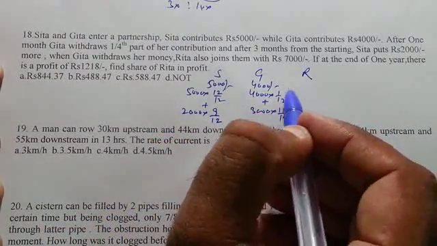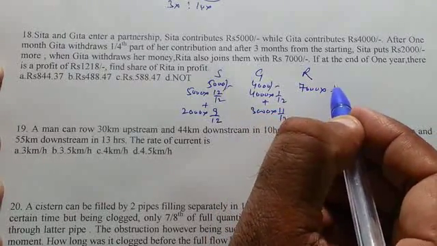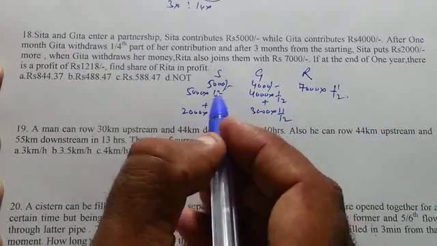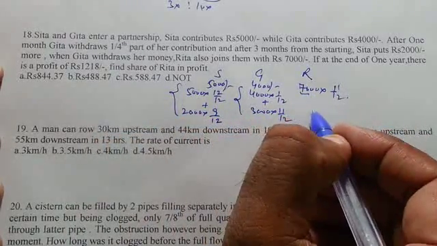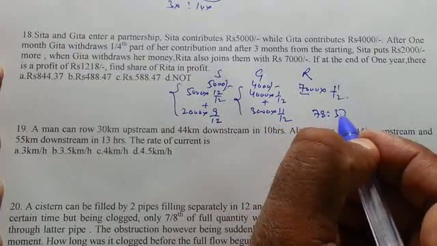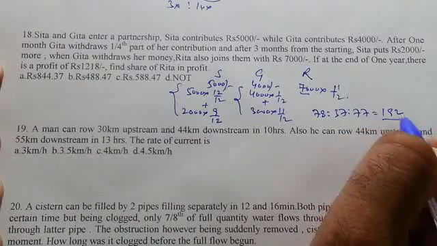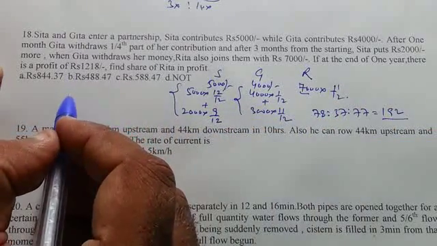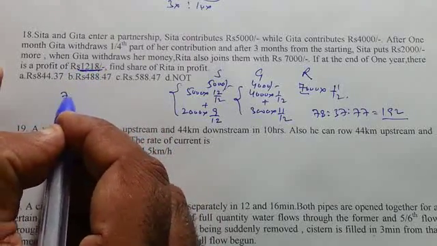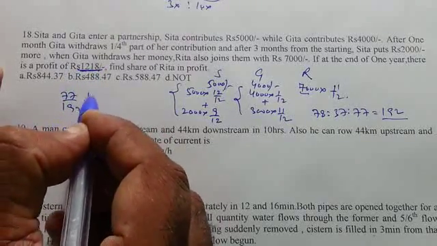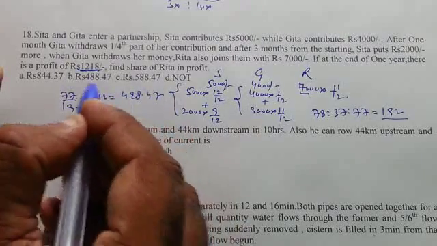And when Geeta withdraws, Rita joins with 7000 rupees. So 7000 rupees will be there for 11 months. So you can just add these values. So the ratio will become 78:37:77 and it adds up to 192. And if the profit is 1218, Rita's share will be 77 upon 192 into 1218, and that will become 488.47. This is the answer.